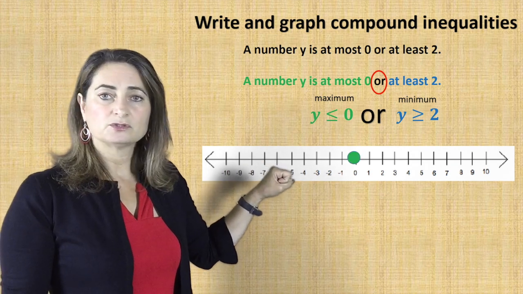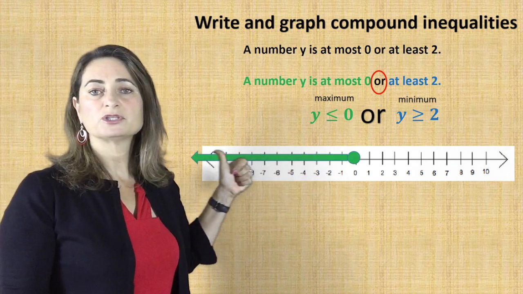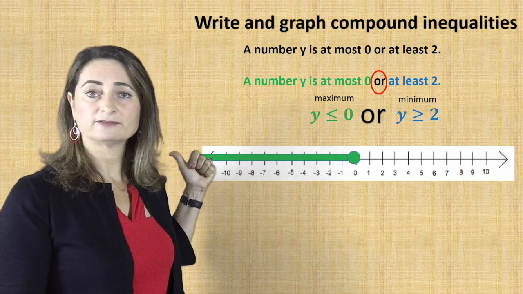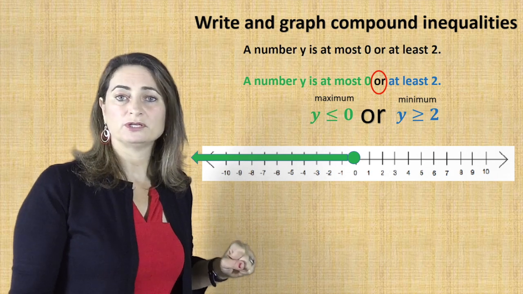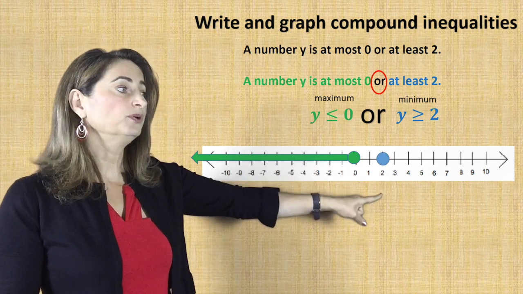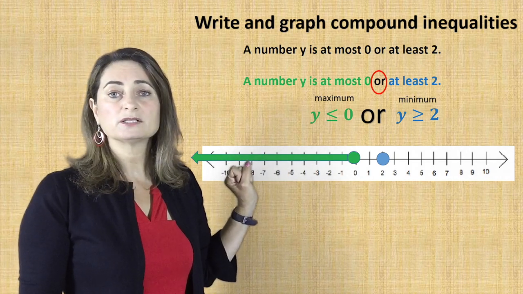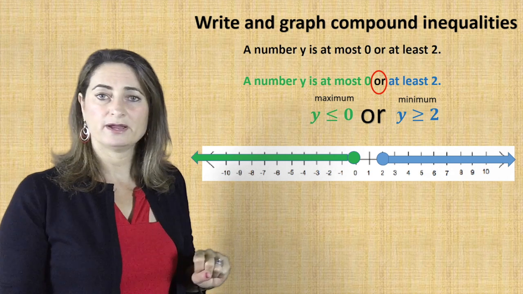Since 0 is the solution, so I'll close circle, put it on the 0. I need all possible solutions less than 0, so my arrow goes to the left. Now let's graph the second part, which is y more than or equal to 2. Since 2 is the solution, I need a closed circle, put it on the 2, and now I need all possible solutions more than 2, so my arrow will go to the right.